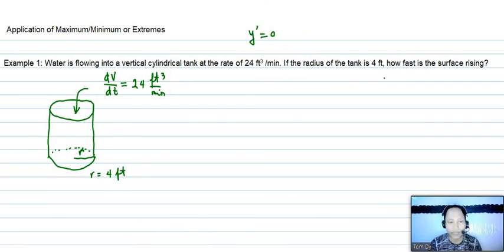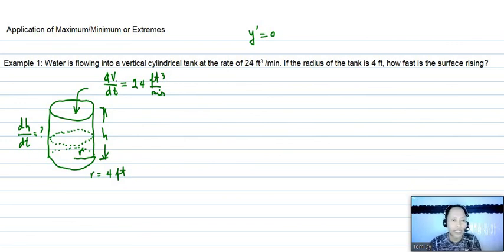How fast is the surface rising? That means if there is water flowing inside the cylindrical tank, then its level, say for example, this is the level of water, it is now rising. So if we designate the level of water as height, h, then how fast is the surface rising? That will be our dh over dt. Height is changing, or is increasing, with respect to time. So this is now the unknown, wherein we're going to find the value of dh over dt.